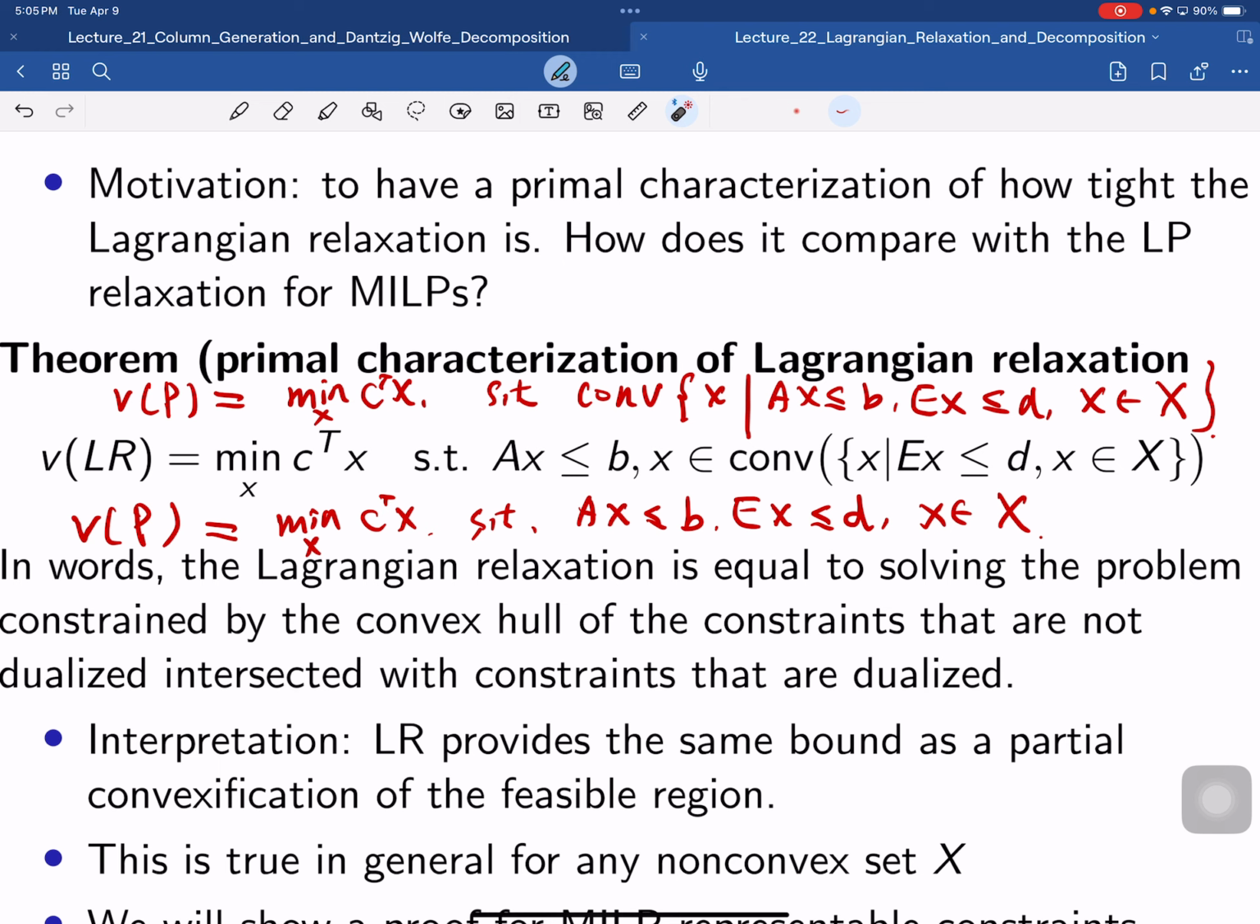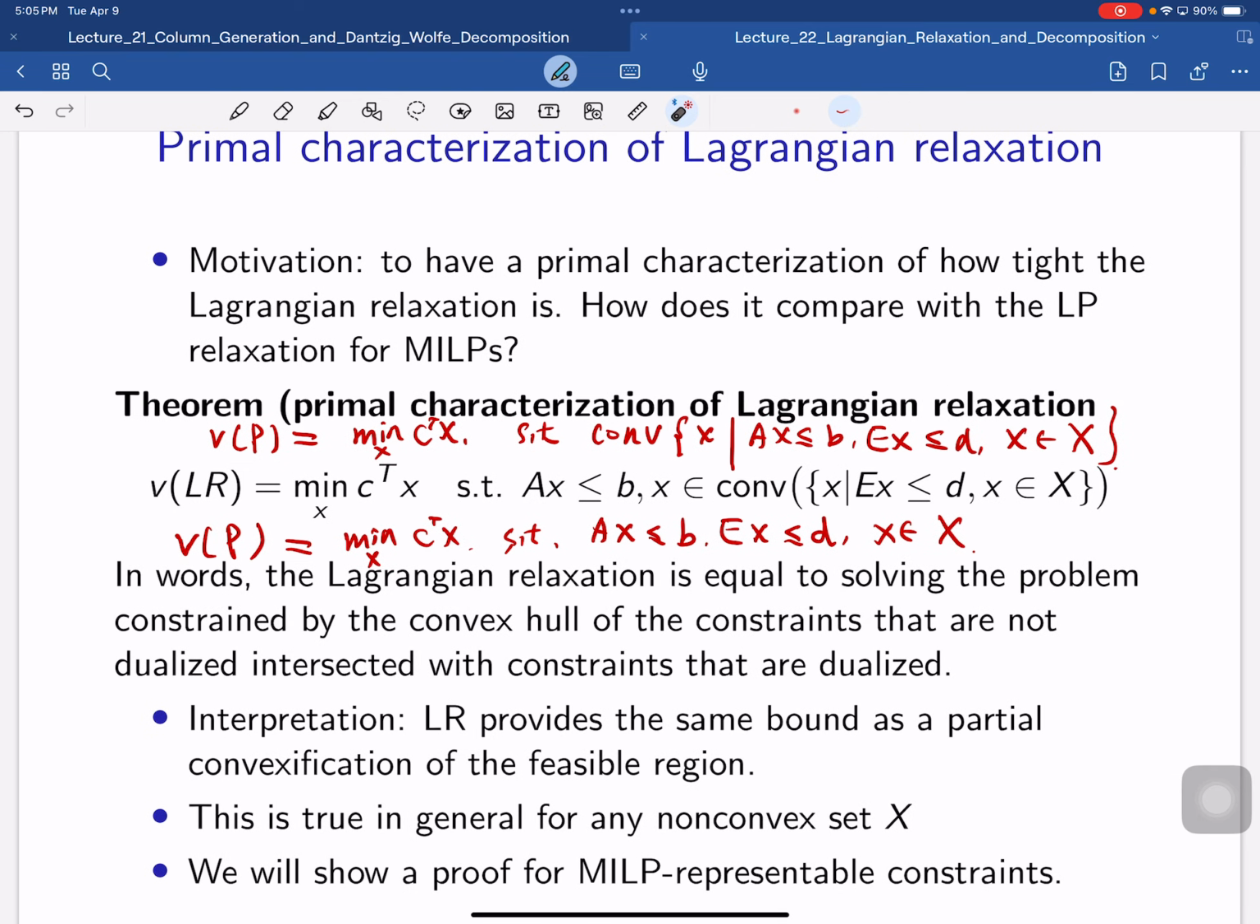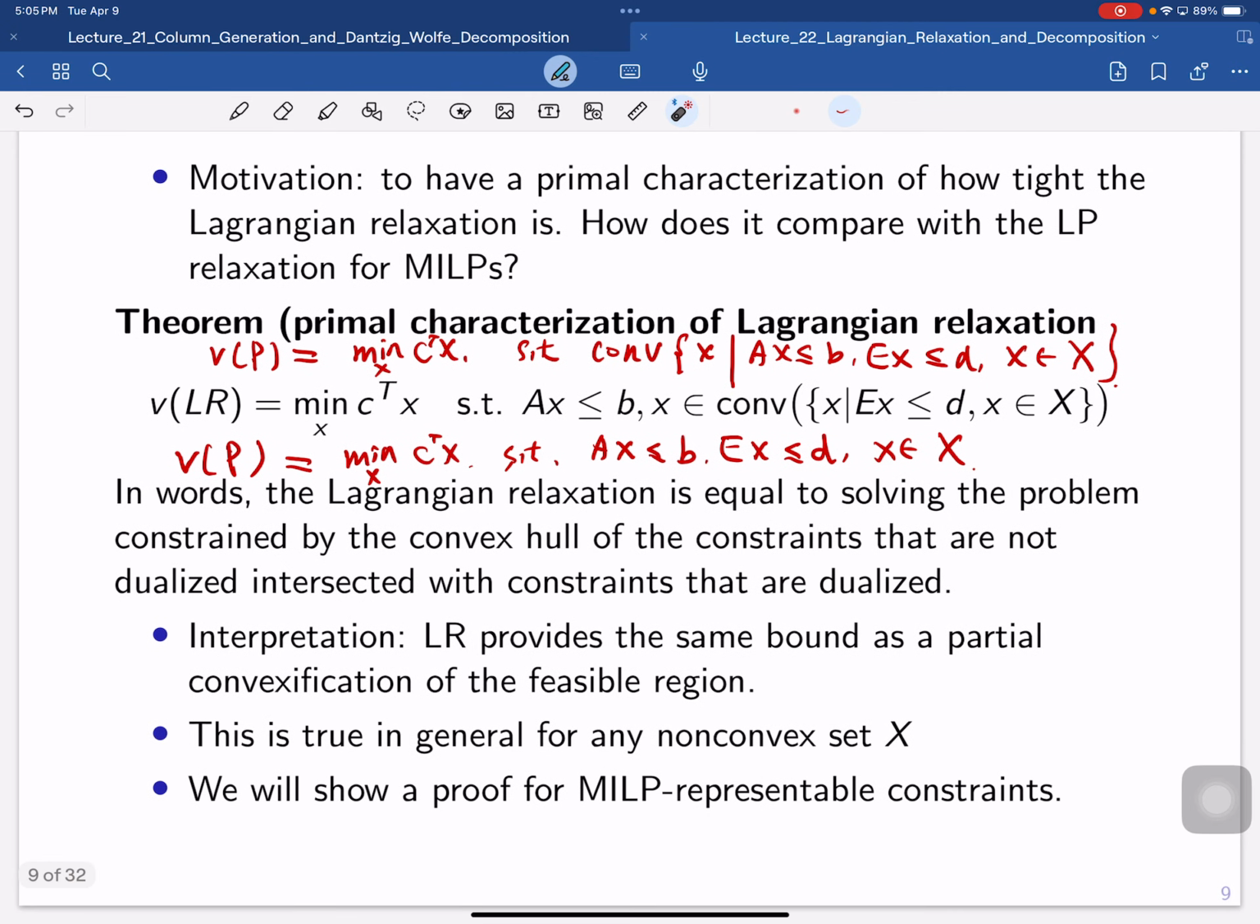The more constraints you dualize, you are going to get a much weaker bound, right? Since you are only partially convexifying, using just the constraints that you did not dualize. So that's some intuition here. Yeah, so that's why I say here that Lagrangian relaxation provides the same bound as a partial convexification of the feasible region. Right? You only convexify the feasible region described by the constraints you did not dualize. Okay? And this is true in general for any non-convex set X. Even though X is a nonlinear feasible region, this is also true. I remember I tried to prove that before.